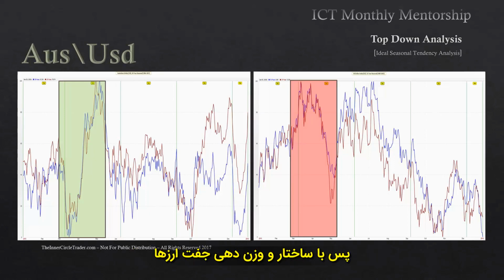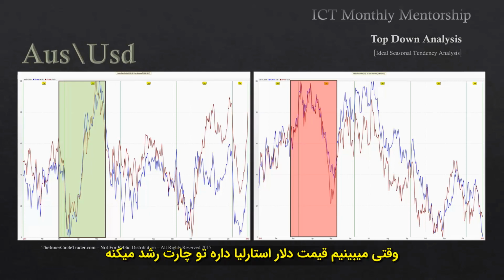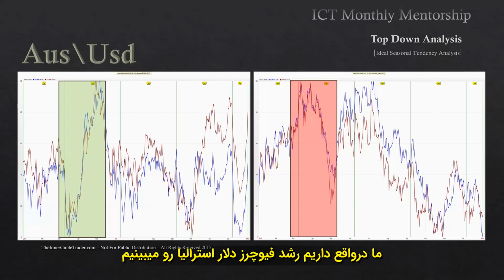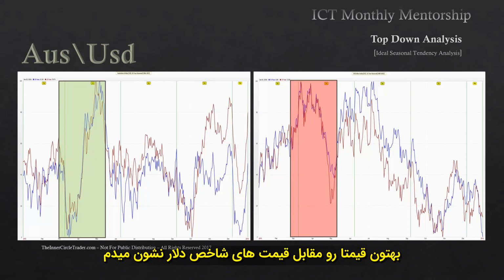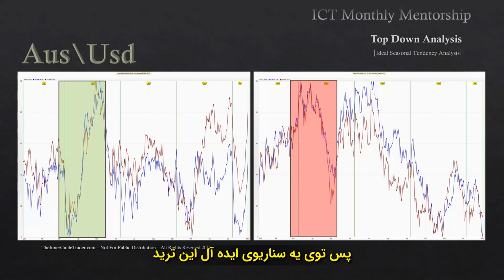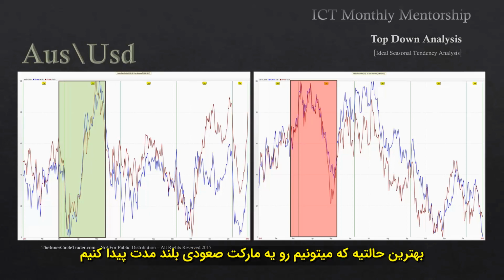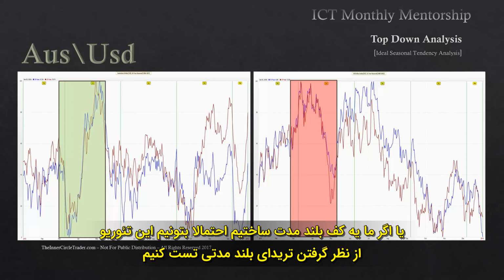So with the pair construction and the way it's designed, when we watch the price of Aussie dollar and see price rallying on that chart, we're actually seeing the rise of Australian dollar futures prices versus lower prices on the dollar index. So in an ideal scenario, this trade would be best suited to be found in a long-term primary bullish market. Or if we made a long-term low, we could potentially test this theory in terms of catching a long-term trade.